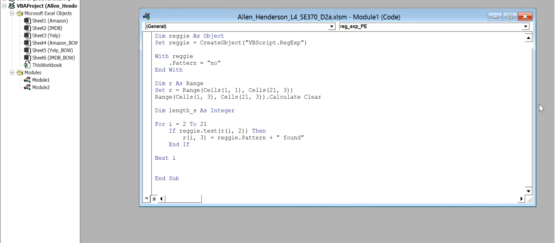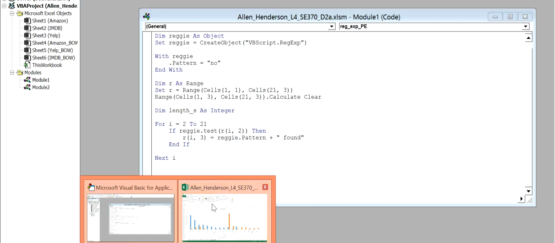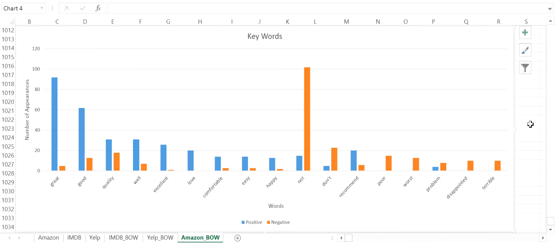Here's a look at the reg expression VBA code given to us in class. But again, the majority of this project was conducted through the use of simple Excel programming.